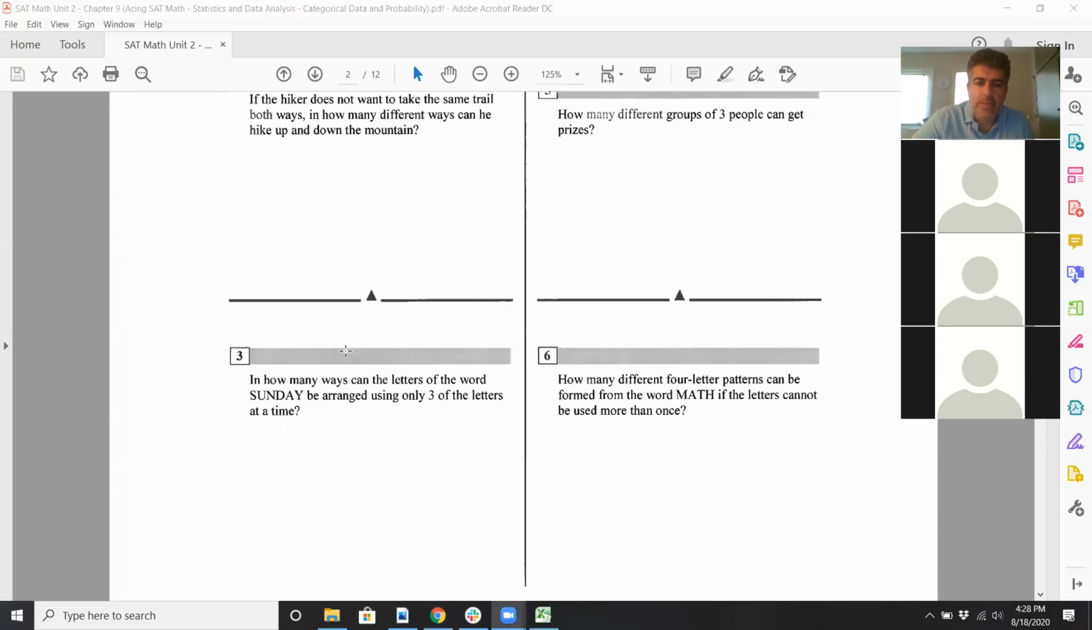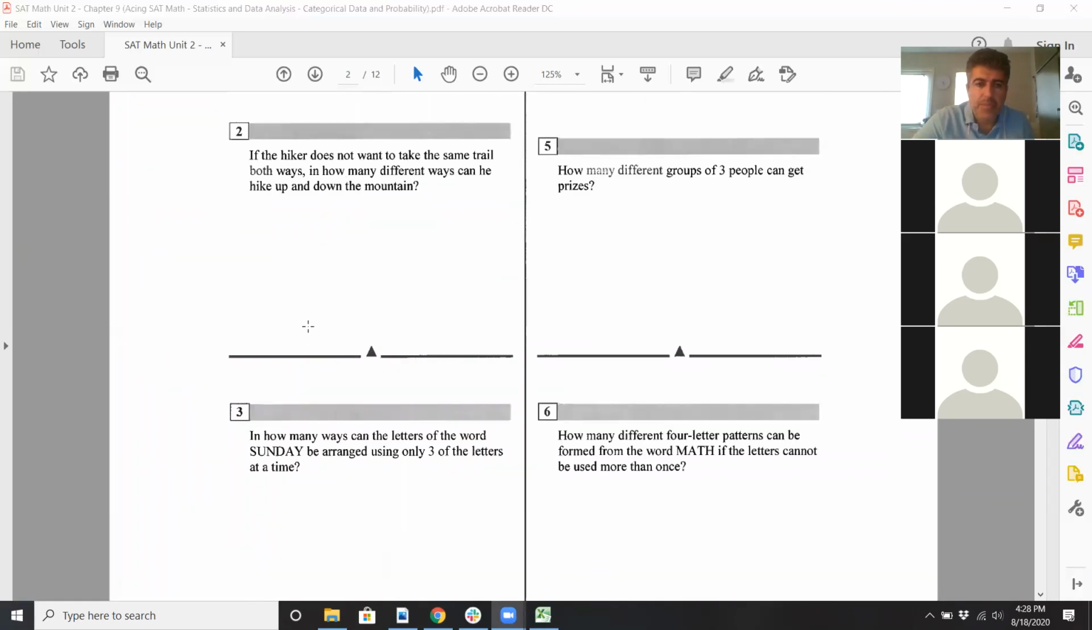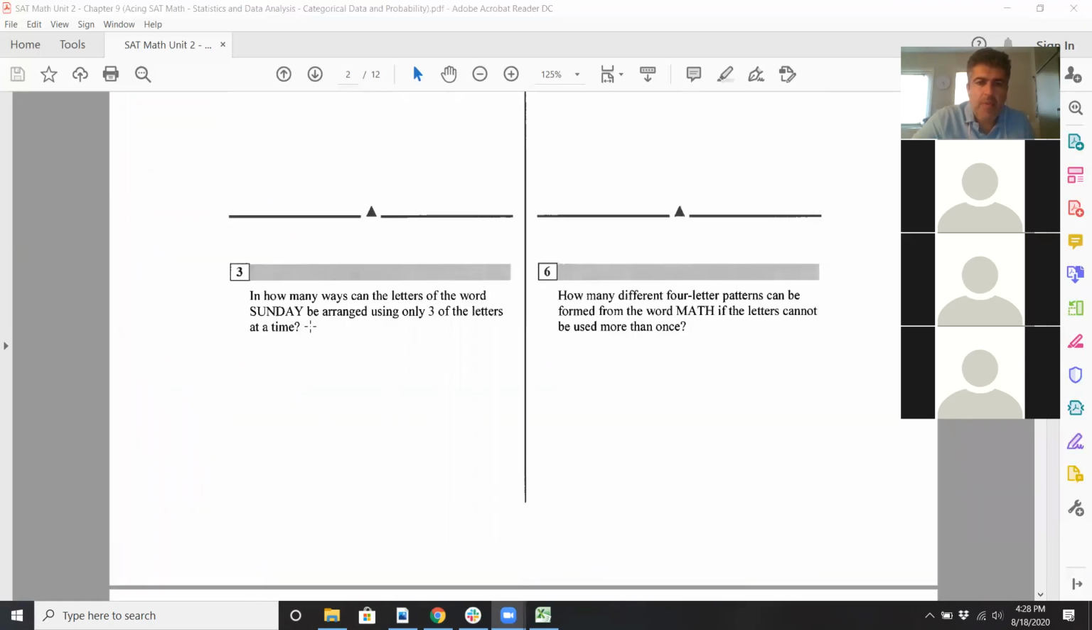And let's take a look at number 3. And then I'll have you guys do 4, 5, 6 in groups. How many ways can the letters of the word Sunday be arranged using only 3 letters at a time? So we are rearranging the letters, because let's say I pick the first 3 letters, S-U-N, but then I could do S-N-U, or U-N-S, or U-S-N. There are a lot of different ways I could rearrange it, right? So in this case, I'm going to do a permutation, 6P3.